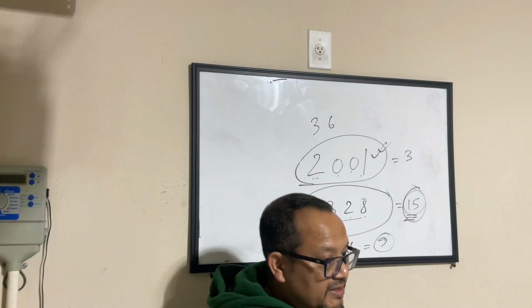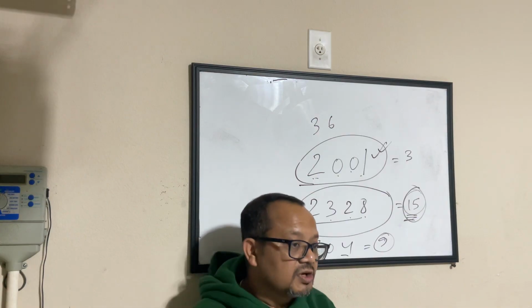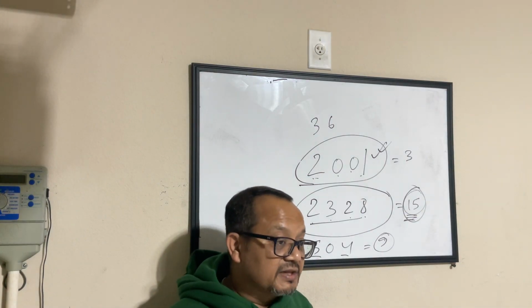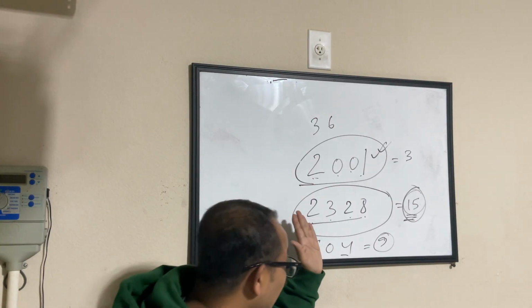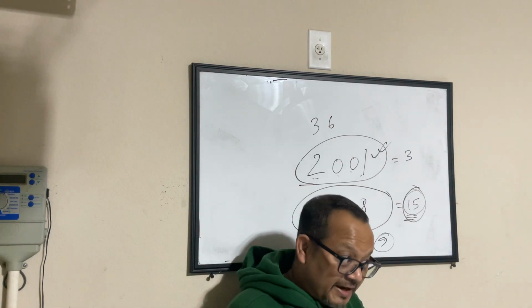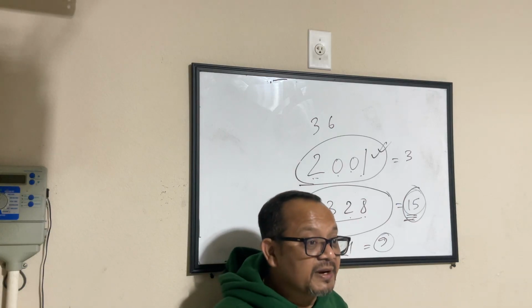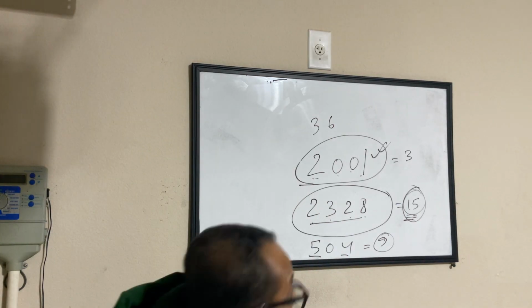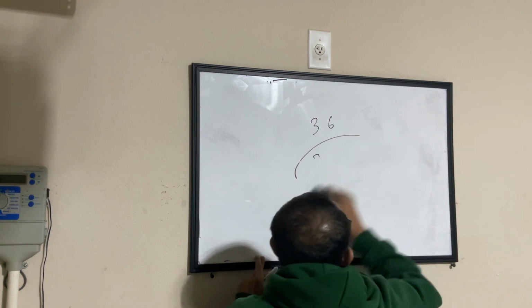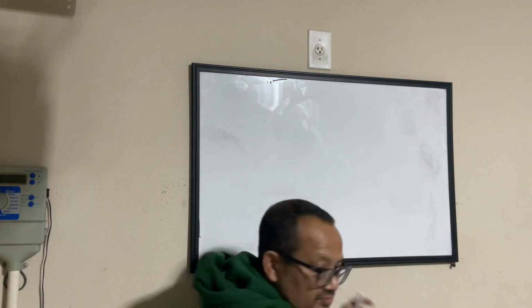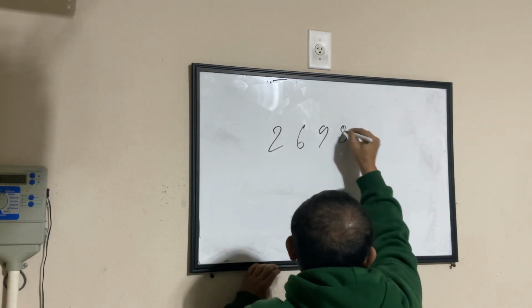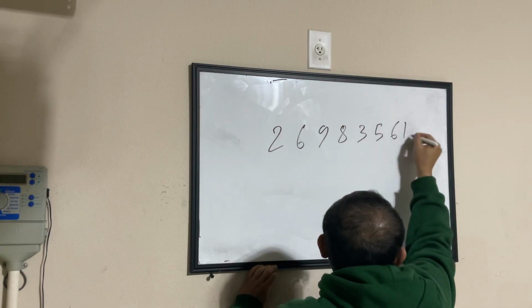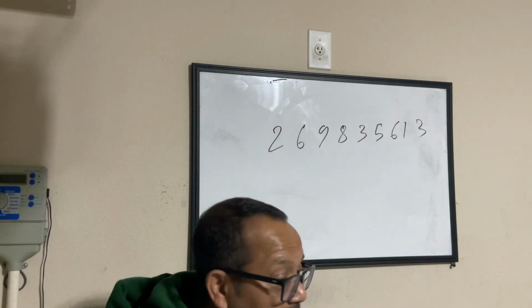So I will just repeat myself. If you have to find out if any number can be divided by 3 or 9, the easiest way is to add all the digits and find out if the sum can be divided by 3 or 9 or not. Now, let's say I ask this question to an 8th grader or 9th grader: 2, 6, 9, 8, 3, 5, 6, 1, 3. Can it be divided by 3?